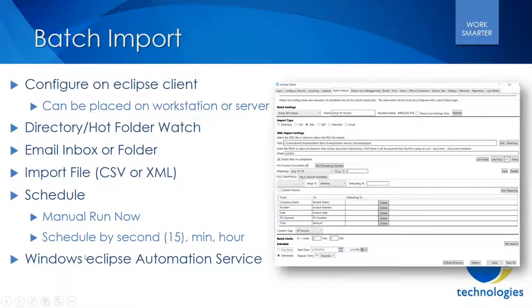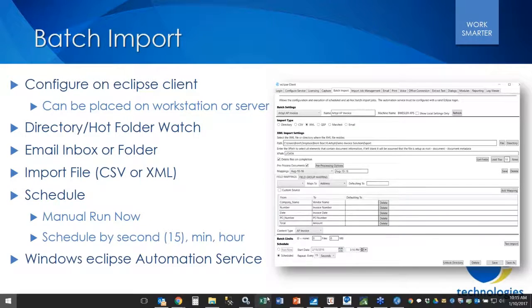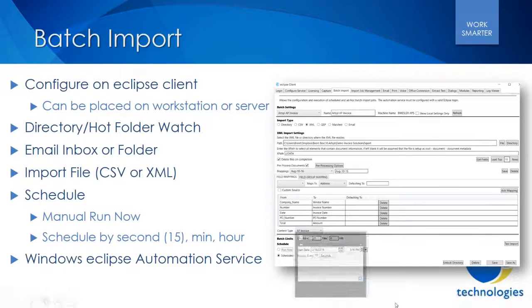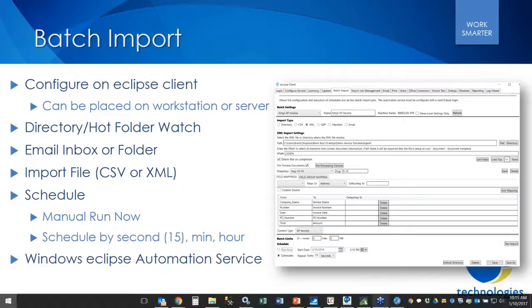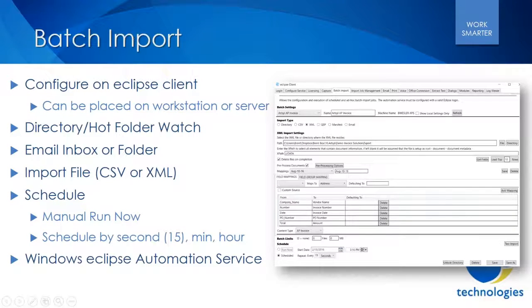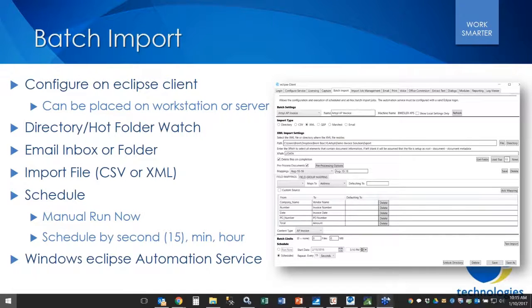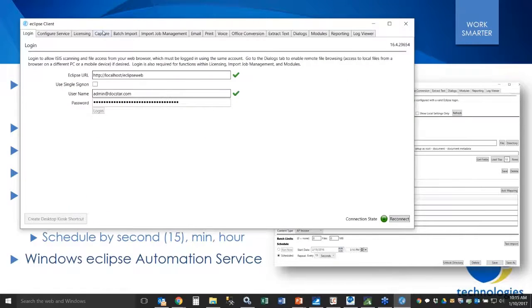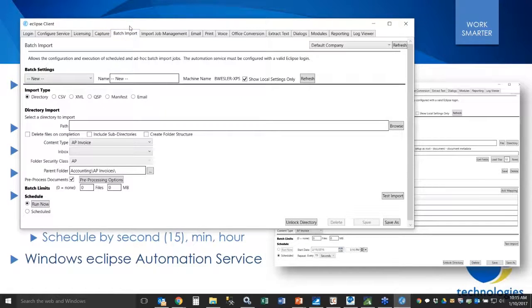All right, so let's talk a little bit about batch import. This is where we would leverage the ability to monitor a hot folder directory, monitor an email inbox or a folder within a specific email box, the ability for us to consume a CSV or an XML data file that has a path to the image. So a lot of the service bureaus that do the backfile scanning, or you're importing from another system, we can ingest this CSV or an XML data file.